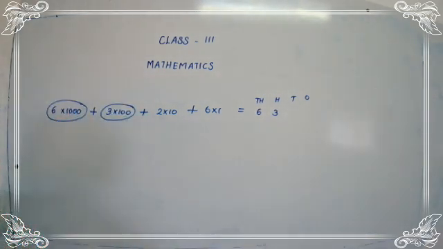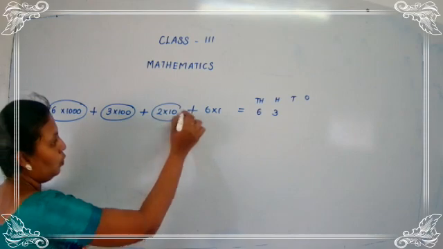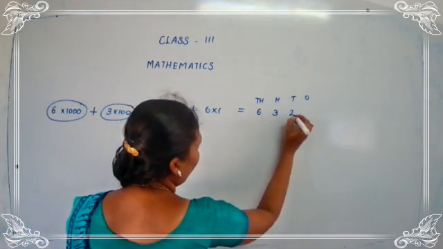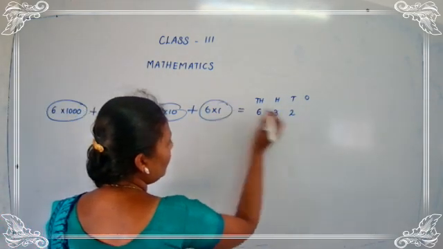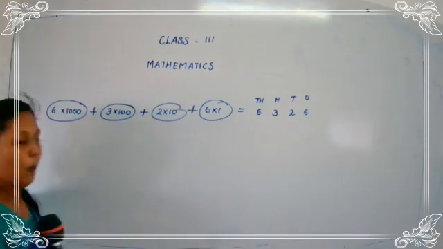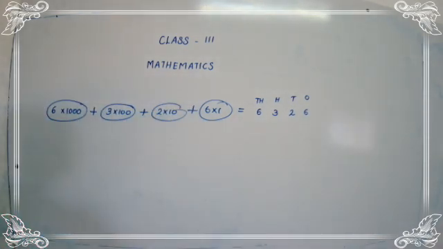Then see the tens. How many tens are here? 2 tens are 20. So 2 is in which place? Tens place. So you have to write 2 tens are 20. So you take and write 20. Then see the ones: 1 6 is 6.